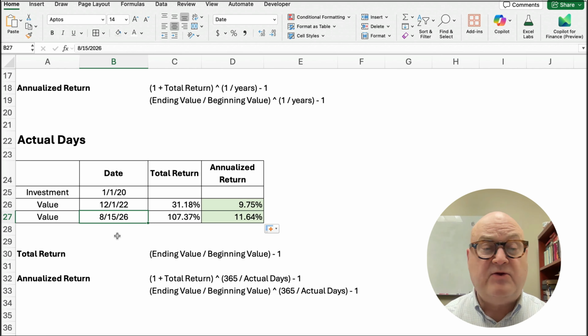All right, so this is how you do converting total returns to annualized returns.